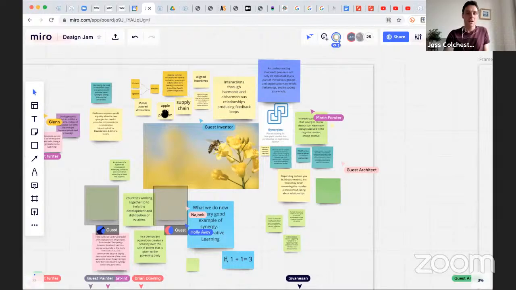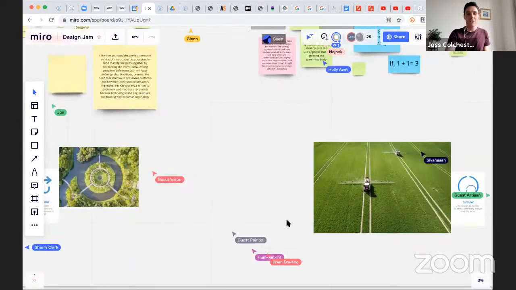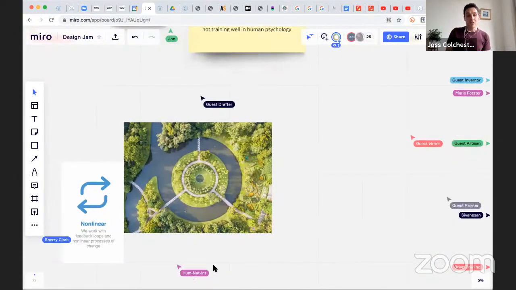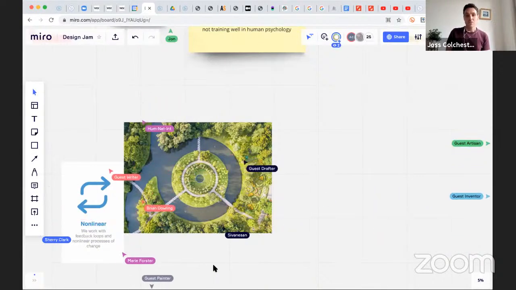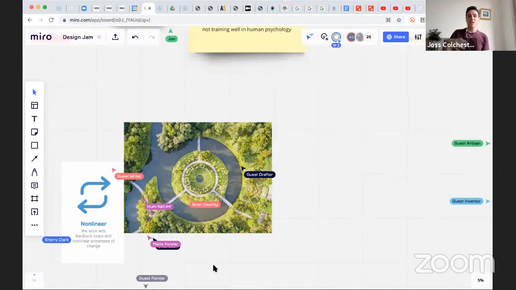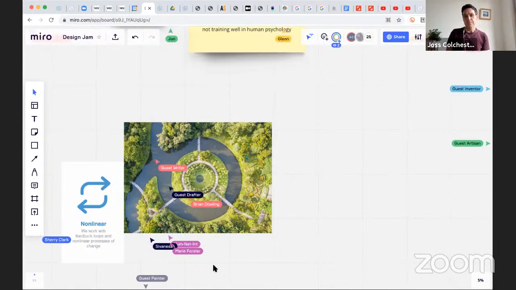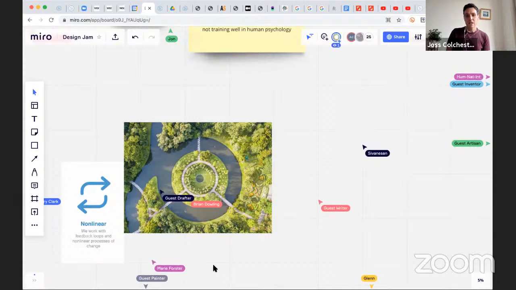Anyway, let's keep going. Down here, we want to talk a bit about non-linearity and feedback loops. Working with, I guess this is getting more into circular design, working with feedback loops and non-linear processes of change, how things are interdependent. One thing affects another, and then that feeds back. How can we integrate and work with that in the design of complex systems? Do you have any ideas?